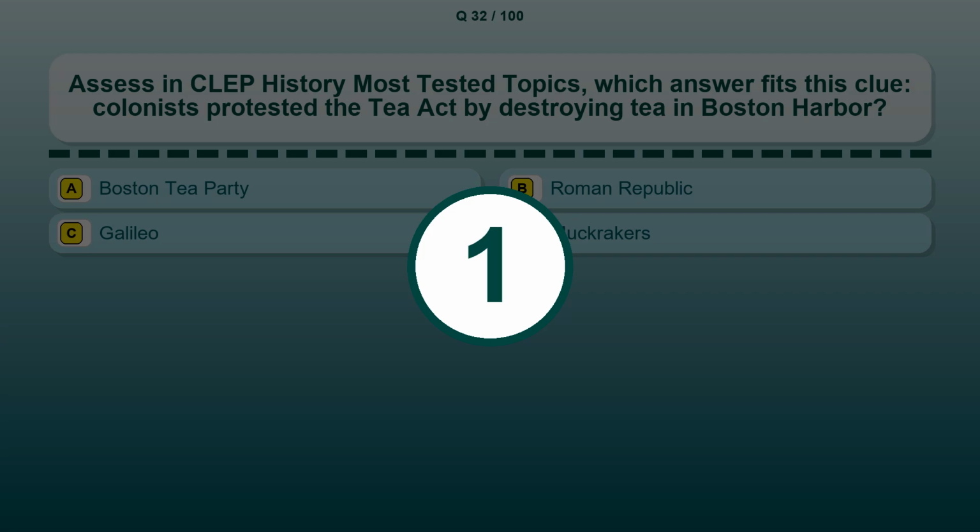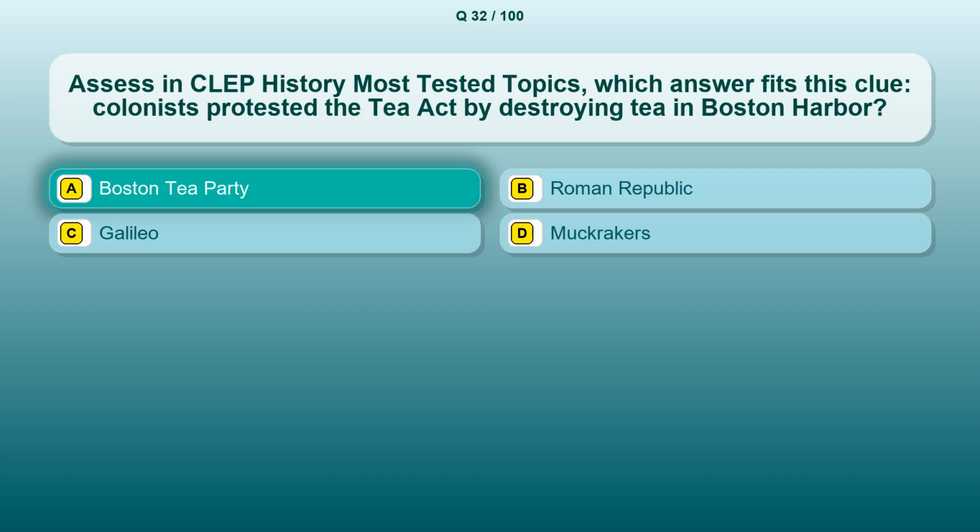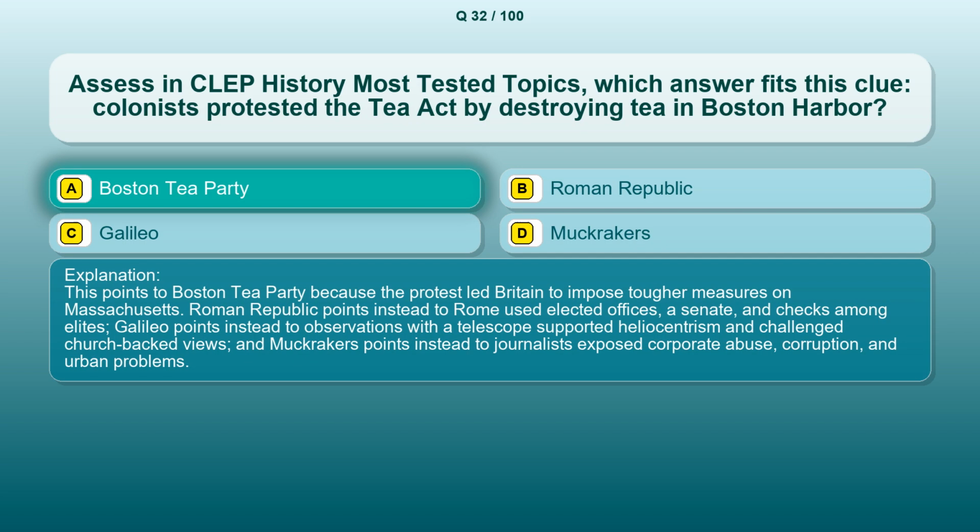The correct answer is option A, Boston Tea Party. This points to Boston Tea Party because the protest led Britain to impose tougher measures on Massachusetts. Roman Republic points instead to Rome used elected offices, a senate, and checks among elites. Galileo points instead to observations with a telescope supported heliocentrism and challenged church-backed views, and Muckrakers points instead to journalists exposed corporate abuse, corruption, and urban problems.